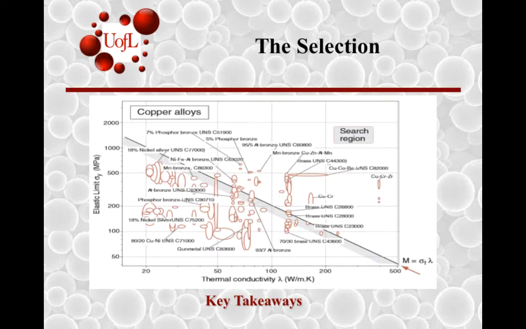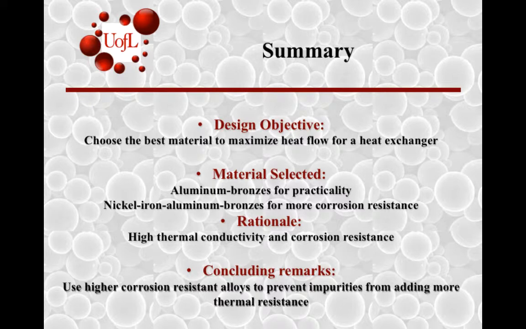That's a couple examples in here. Then the most expensive example, which is the most corrosion resistant, would be up in here: the nickel iron aluminum bronzes. As you add more alloys into it, it becomes more resistant to corrosion, but the thermal conductivity does go down. So those are 4 of the main copper alloy materials to choose from.